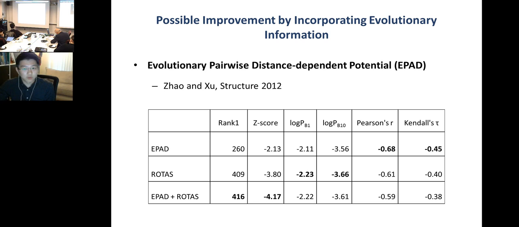EPET shows the best performance in the correlation coefficient. However, when combining these two statistical potentials, we get the best performance at native structure recognition. So this result also indicates that our ROTAS potential can be improved by incorporating the evolutionary information in sequence database.